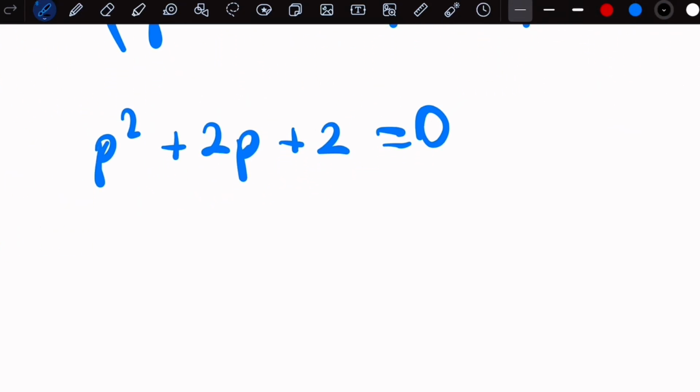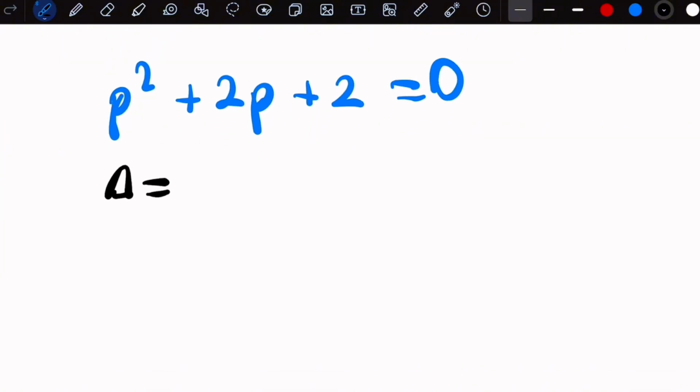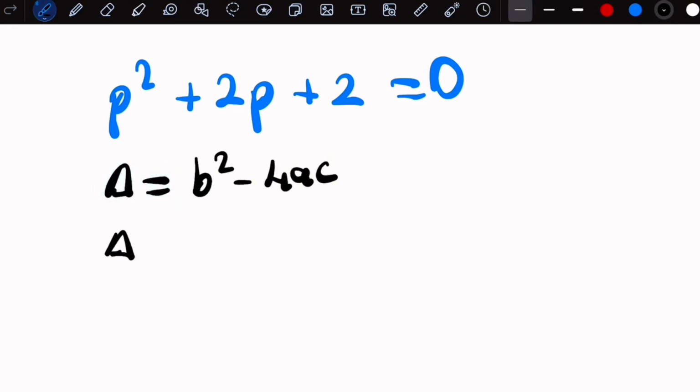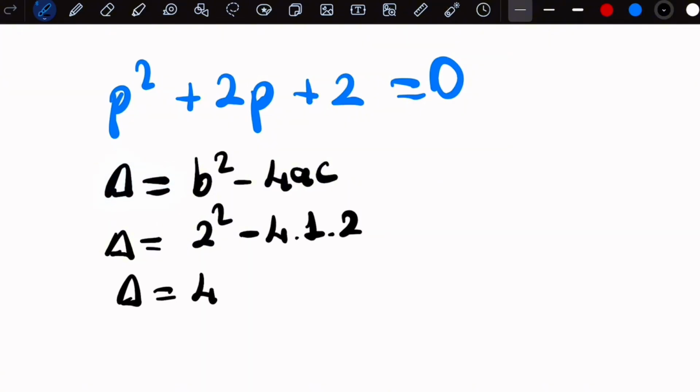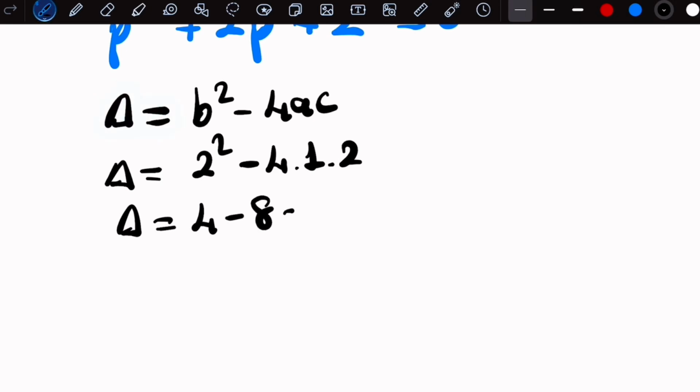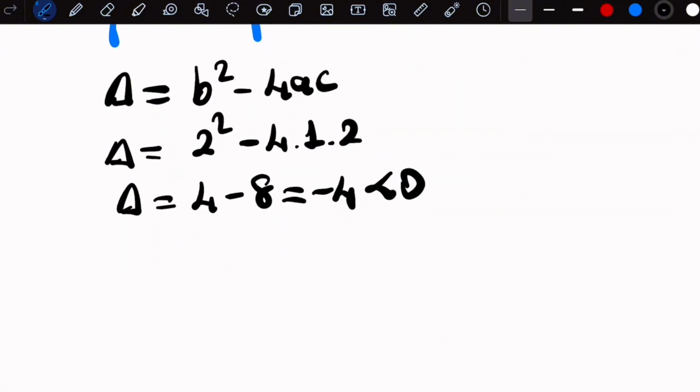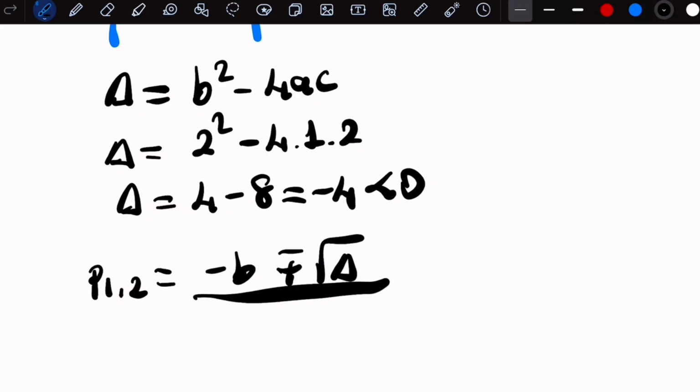What do we have to do to find their roots? We have to go to the expression we call delta, or discriminant. We know that delta is b squared minus 4ac. If we try to find it immediately, 2 squared minus 4 times 1 times 2. Then delta is 4 minus 8, which is minus 4. So we have complex roots. The roots p1,2 equal minus b plus minus root delta, divided by 2 times a.